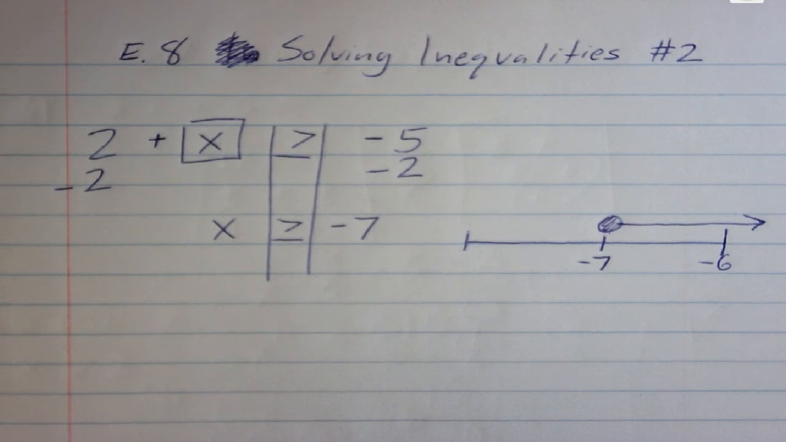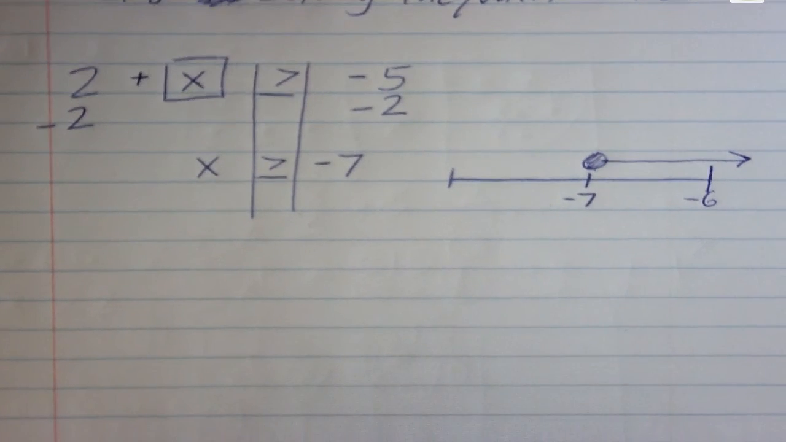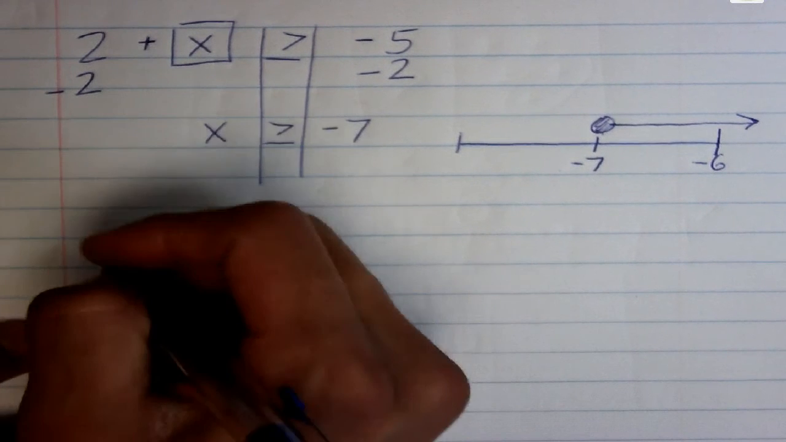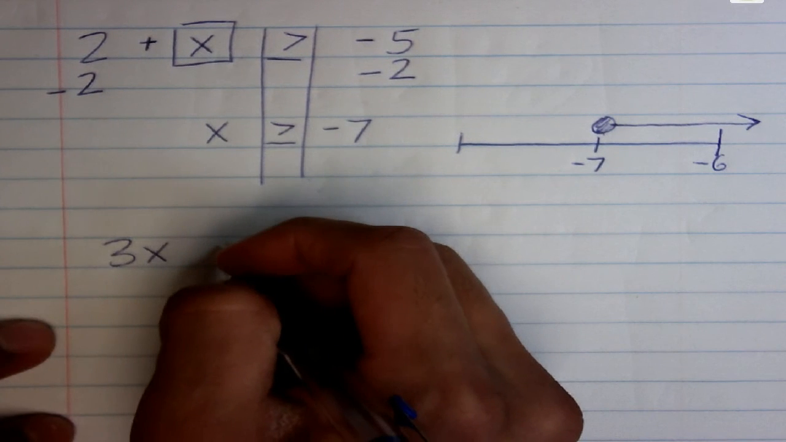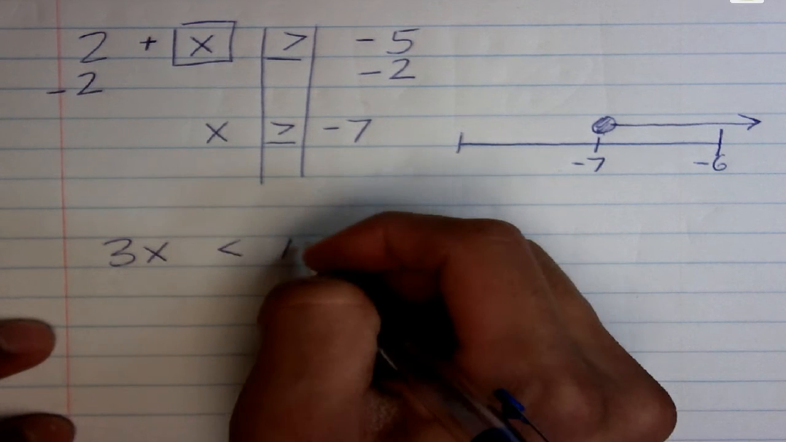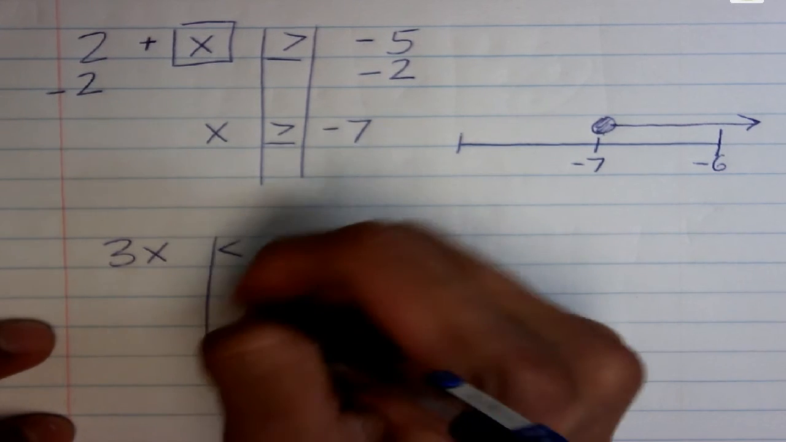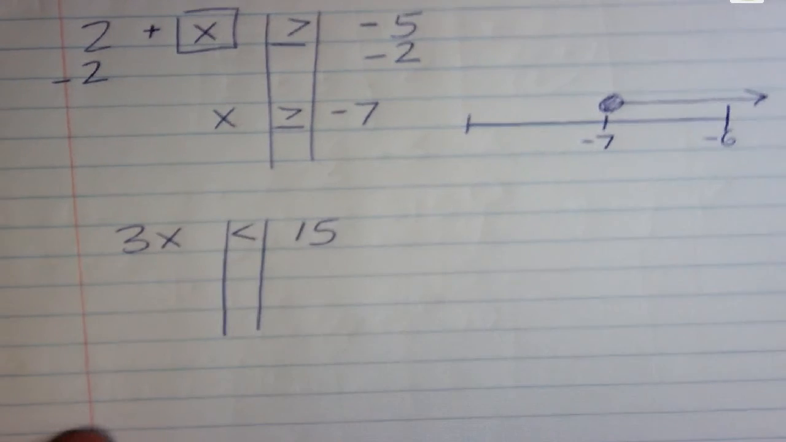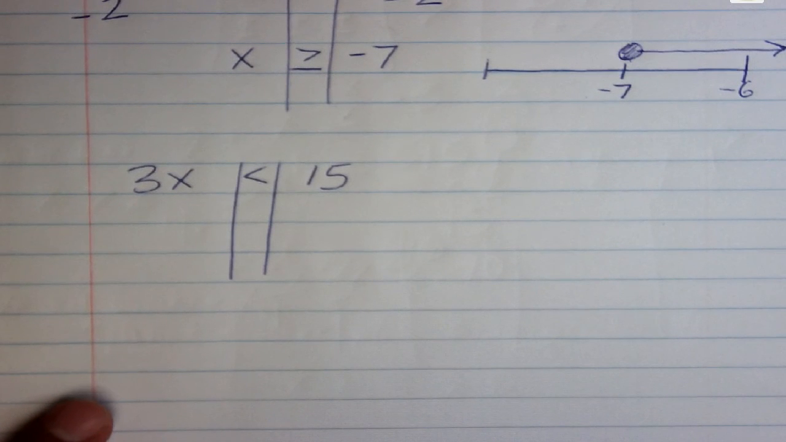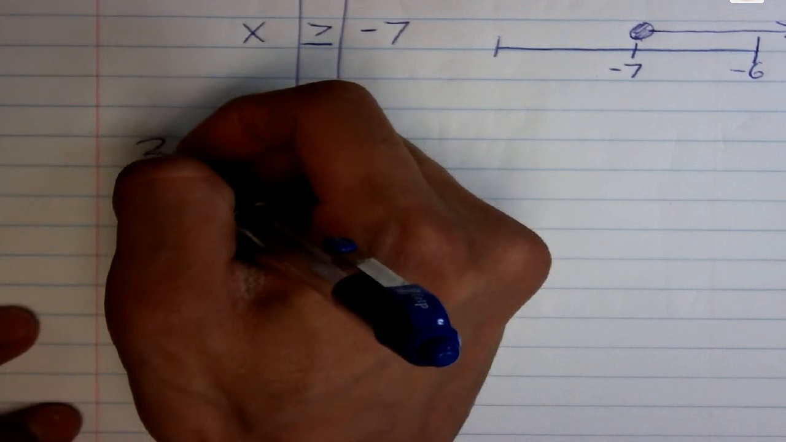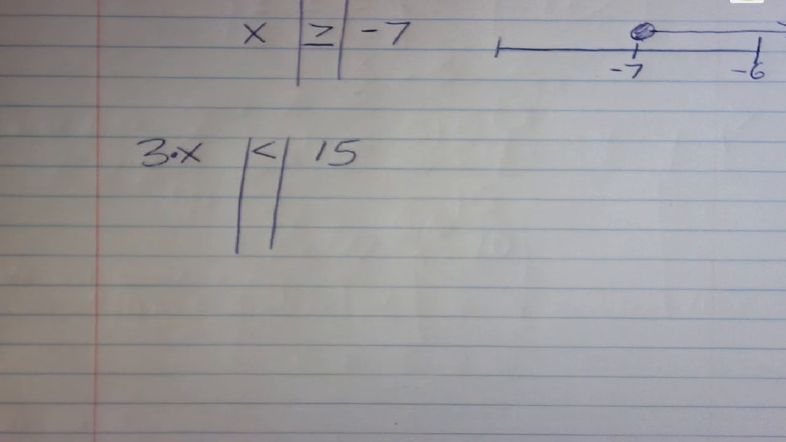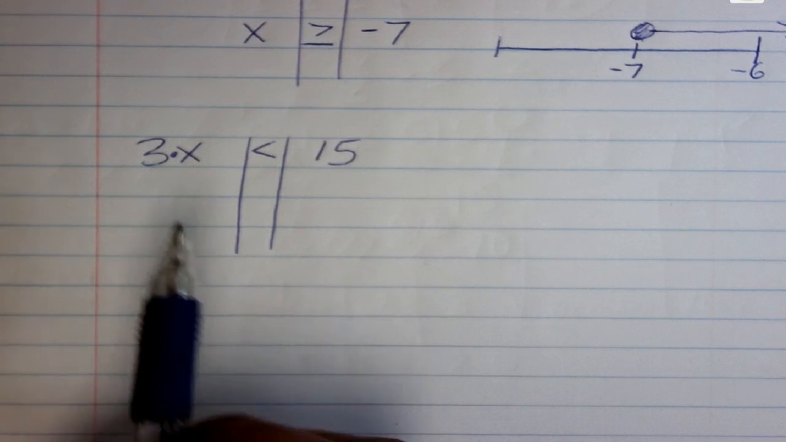All right, let me give you another example. Another one you're going to see is 3x is, let's say, less than 15. So you do the same thing as if it said 3x equals 15. You do the same thing, only there's a little symbol there. This means 3 times x. We have 3 x's. So what is the opposite of 3 times x?